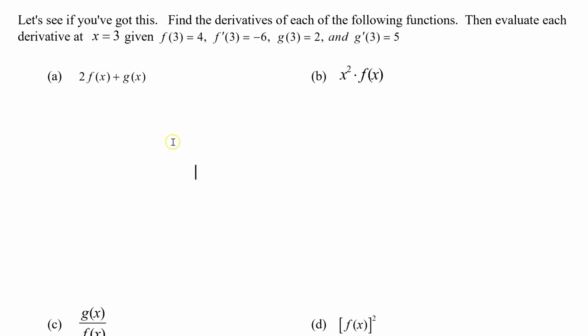All right, so this is a review of what we've covered. So we're given our f of 3, f prime of 3, g of 3, and g prime of 3. Everything at x equals 3, and we're trying to find those values. So what we're going to do is go back through our stuff.